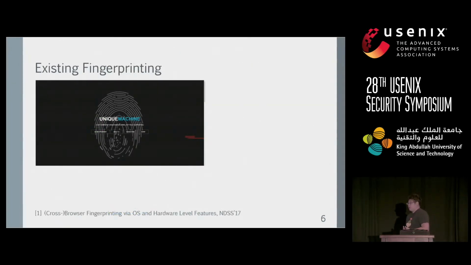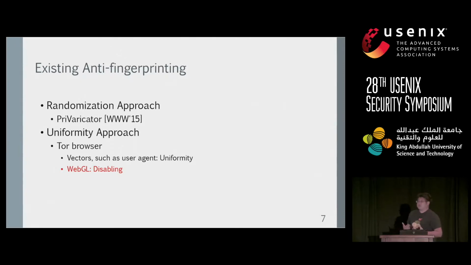About the previous work, our lab published a paper at NDSS 2017. We created a website named Unique Machine, and we collected and analyzed users' browser fingerprints on this website. According to our approach, our fingerprint accuracy is very high. We already know that browser fingerprinting is a serious privacy problem that a lot of people try to fix.